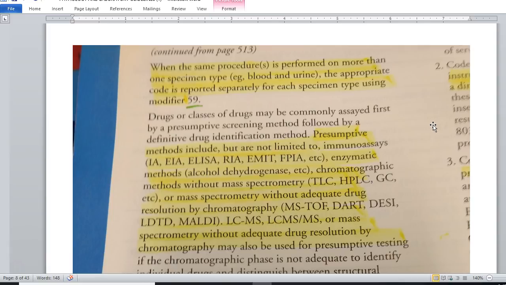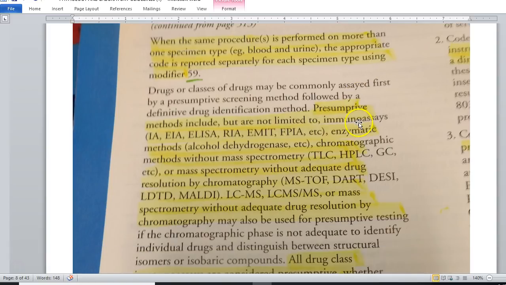Now, again, this could be because we saw a little bit of something in urine, so we want to get something more definitive in blood, or this could be because the doctor is looking for something specific in one of the specific body fluids. It goes on to say, drugs or classes of drugs may be commonly assayed first by a presumptive screening method, followed by a definitive drug identification. Okay, so the presumptive screening is trying to figure out what the drug is that's in the system.